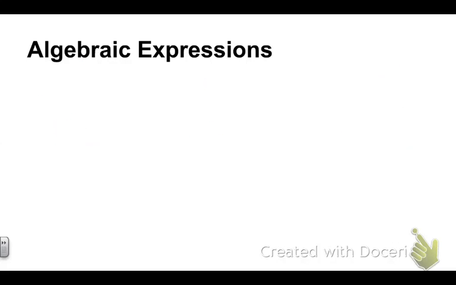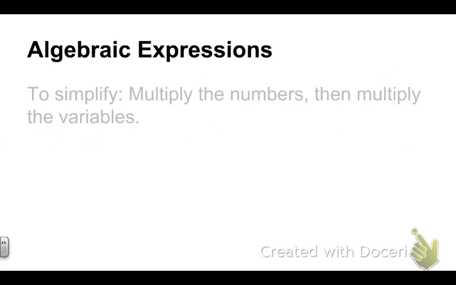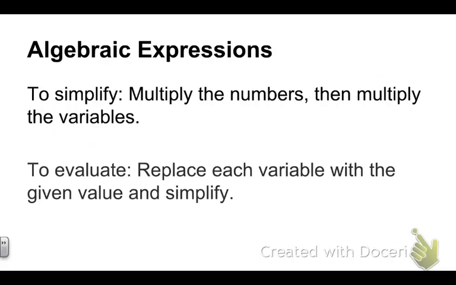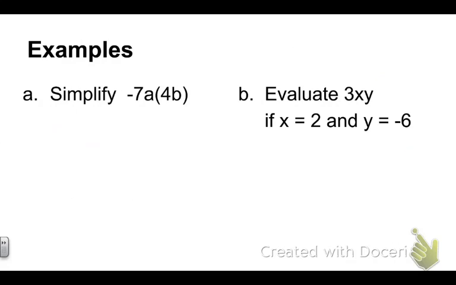Alright, so now let's throw in some algebraic expressions in there. So if you are simply simplifying, alright, multiply the numbers first, then multiply the variables. If you are evaluating, if you have to solve something, then replace each variable with the given value and then simplify. So, a couple examples.